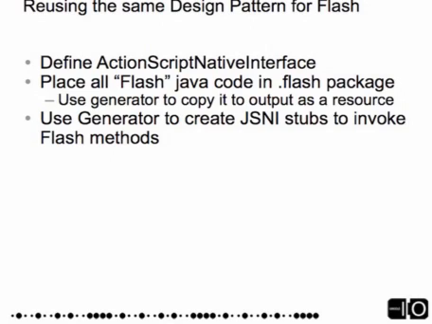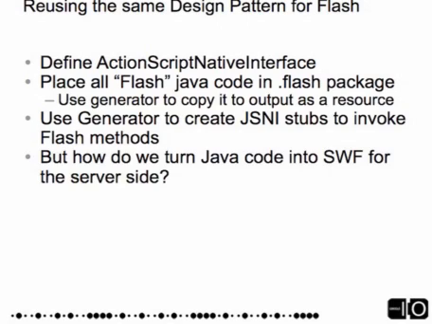Is anyone familiar with how the Flash external interface works? Right. Flash has this mechanism by which ActionScript methods can be exported, and they appear on the plugin object, on the object tag, essentially in the DOM of the JavaScript of the main browser. So we're going to generate client stubs that have JSNI methods that invoke the equivalent of plugin.method. But that doesn't explain how we turn Java code into a .swf file.